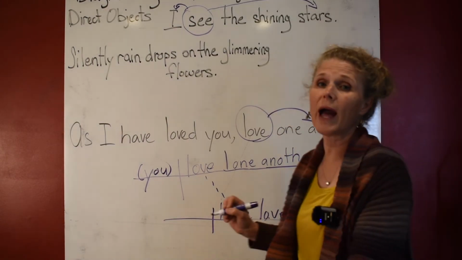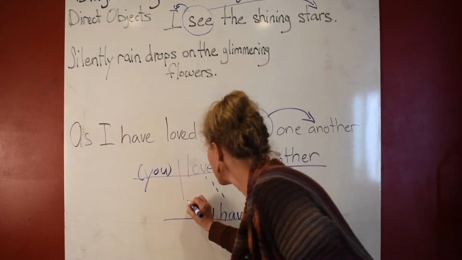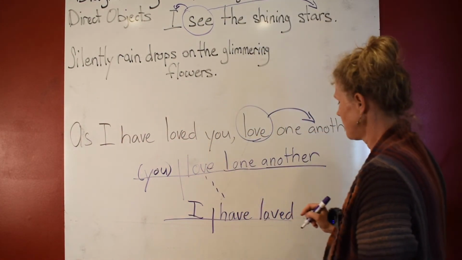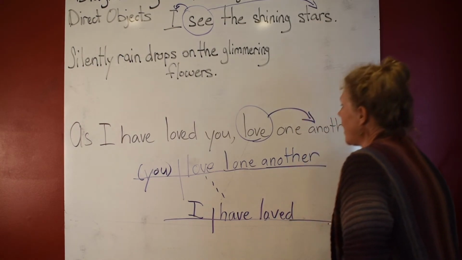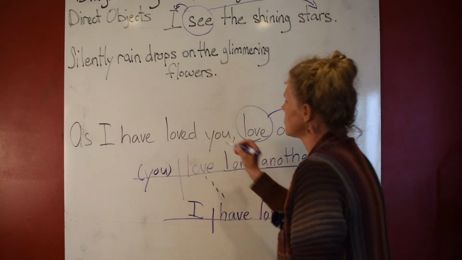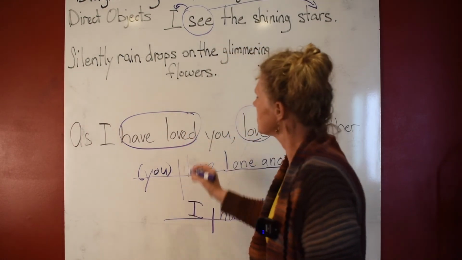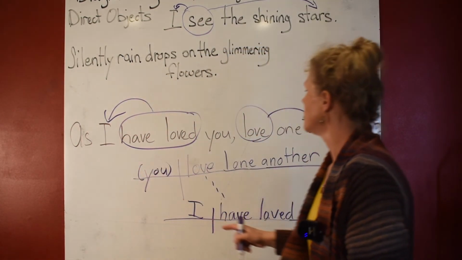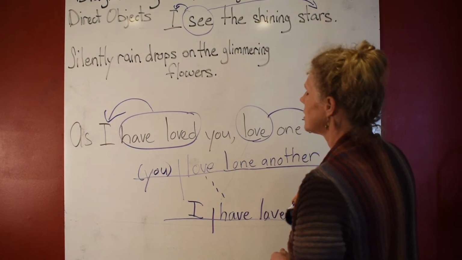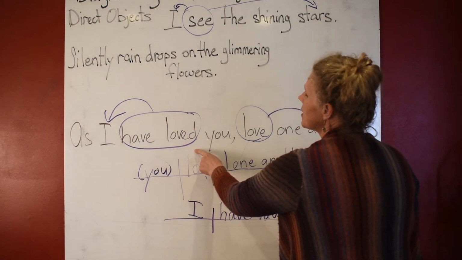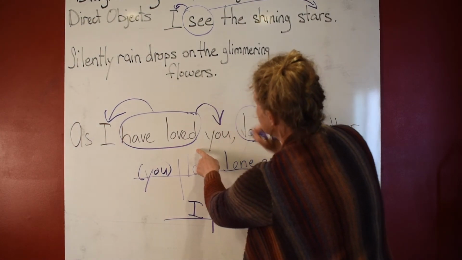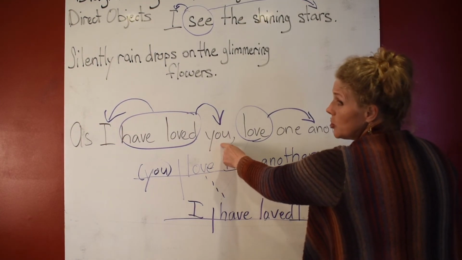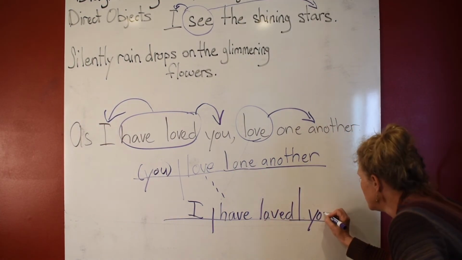Okay, well, who have loved? I have loved, right? Jesus, he's doing the loving, right? And then we ask, so this is your verb right here. And we're saying, who's doing the loving? I am doing the loving. So now let's ask the question, who received the love? Well, you received the love. So we know that's the direct object because it's you, right? So we put you over here.